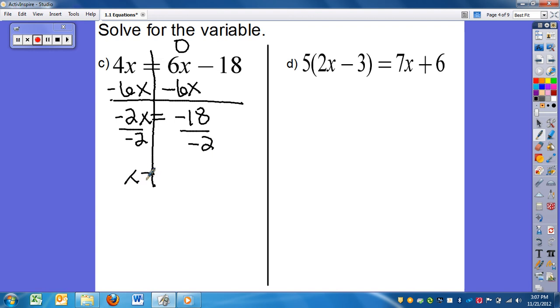and x equals 9. Again, feel free to pause the video at any time and do the problems ahead of time and check your answers to see if you did them right.